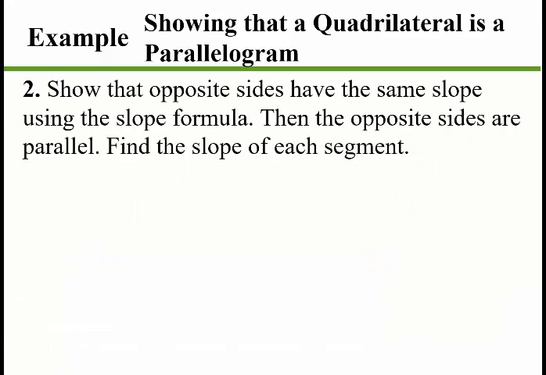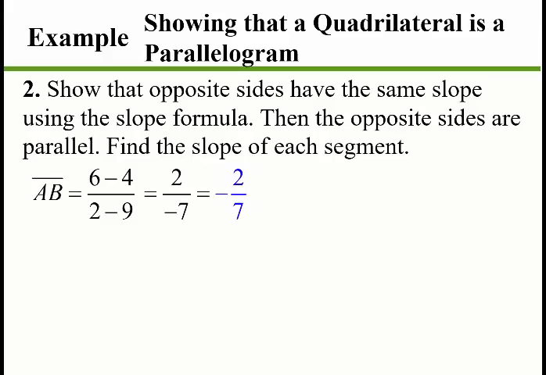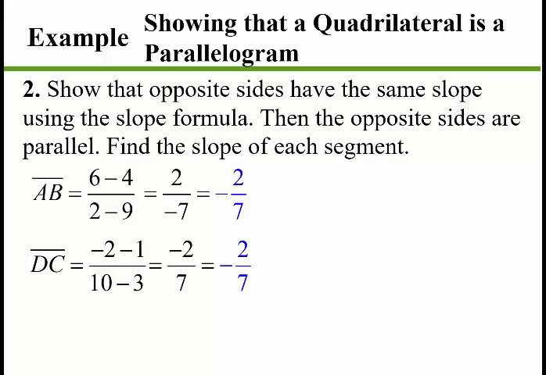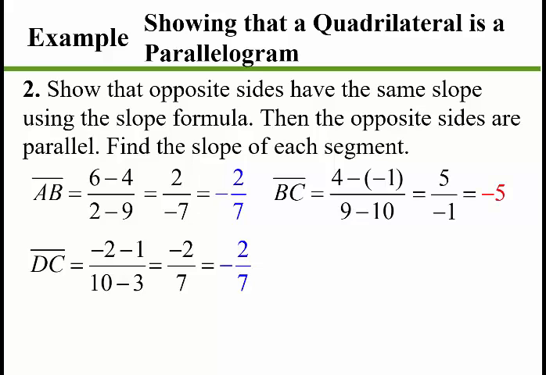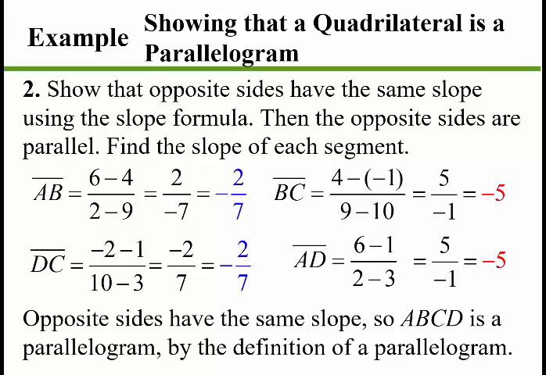All right, another thing you could do is show that opposite sides have the same slope using the slope formula. If they have the same slope, then they're parallel. So let's find the slope of each segment. Segment AB has a slope of -2/7. Segment DC has a slope of -2/7, so they're parallel. Side BC has a slope of -5, and the slope of AD is also -5. So opposite sides have the same slope. So ABCD is a parallelogram simply by the definition of a parallelogram, that the opposite sides are parallel.